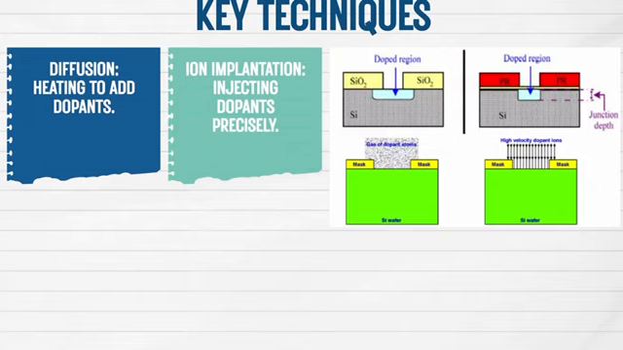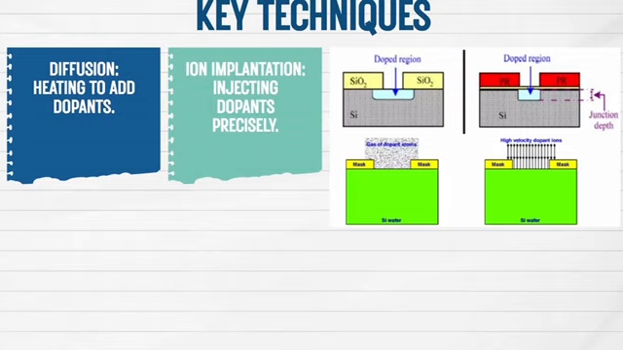In the process, dopant ions are accelerated in an electric field and implanted into the semiconductor. The depth and concentration of the dopants can be precisely controlled by adjusting the ion energy and dose. The advantages of using ion implantation are that it is highly precise and also uniform. The disadvantage is that it requires post-implantation annealing to repair lattice damage.